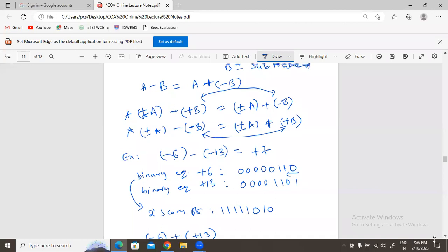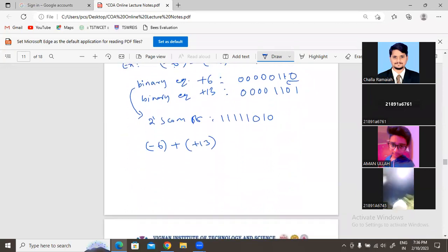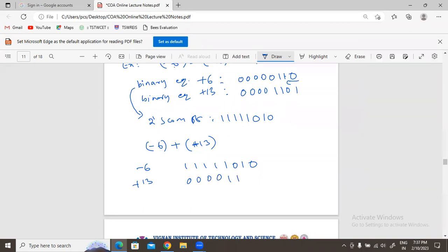Now see here. I retain the minuend as it is. First, minus 6 is written in 2's complement form. Now, instead of writing minus 13, I am writing the plus 13 value. Please note this point here. So what is the plus 13 value? 1, 1, 0, 1.